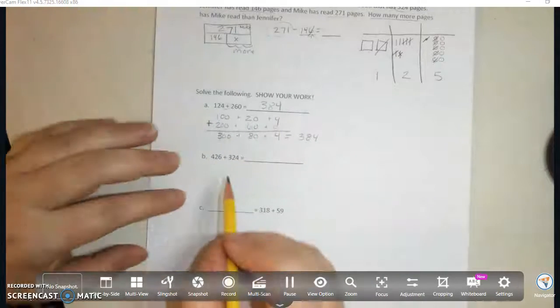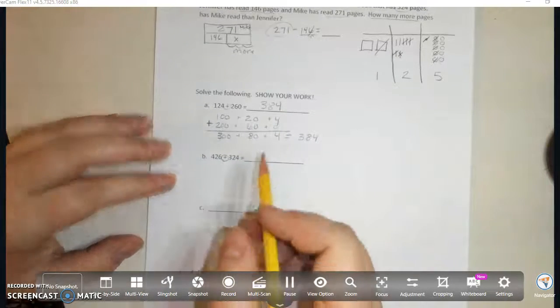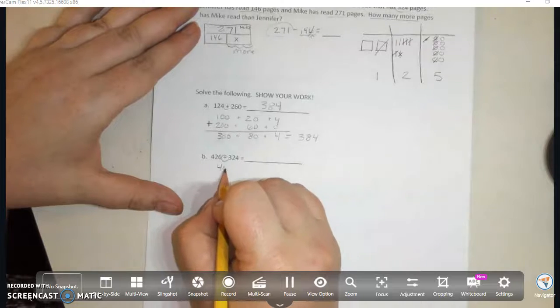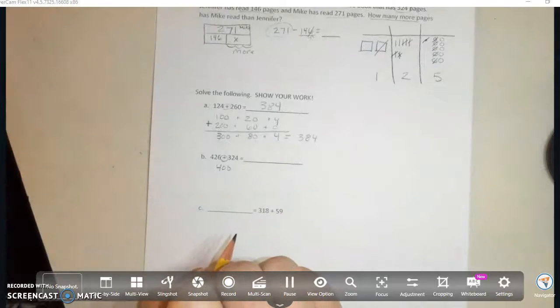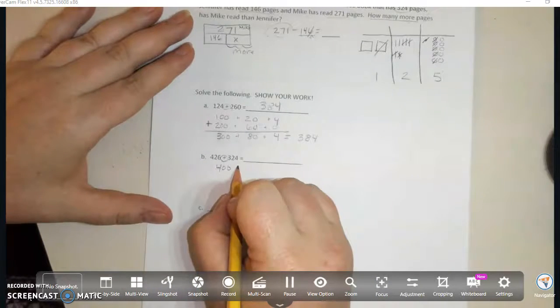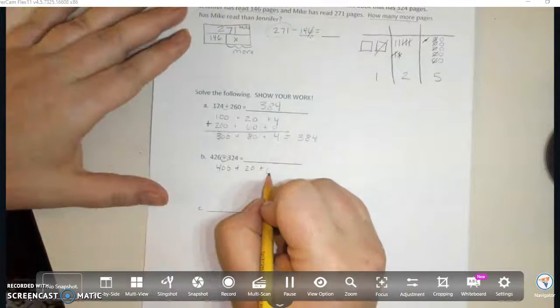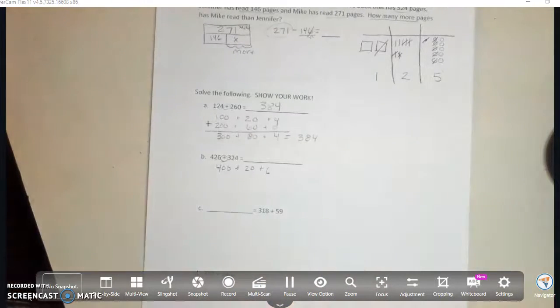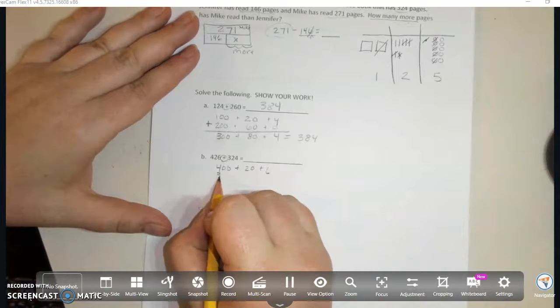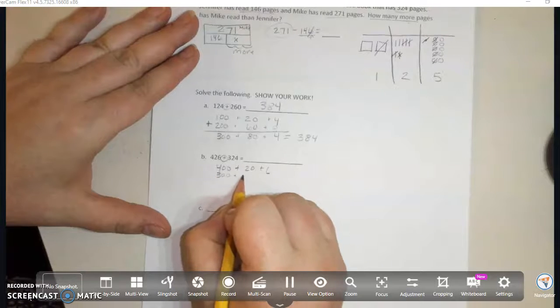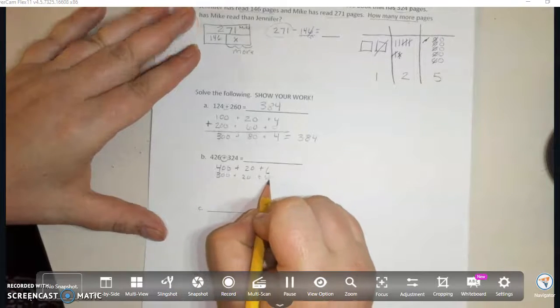Next I'm going to look here, and this is also an addition problem. I have 400. I have kids coming in. Please apologize for the noise. 400 plus 20 plus 6, and then I have 300 plus 20 plus 4.